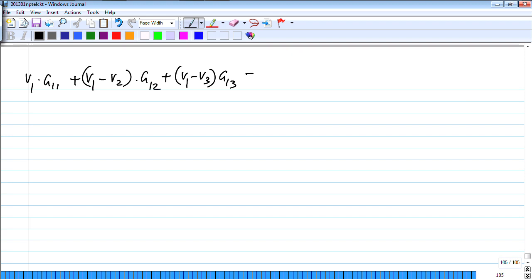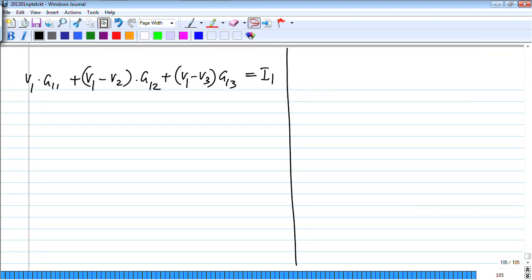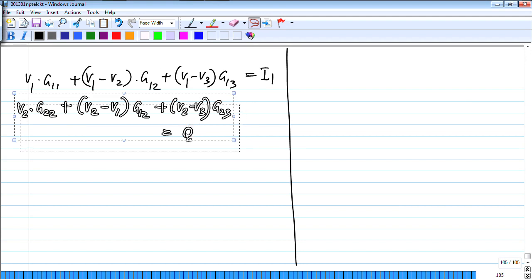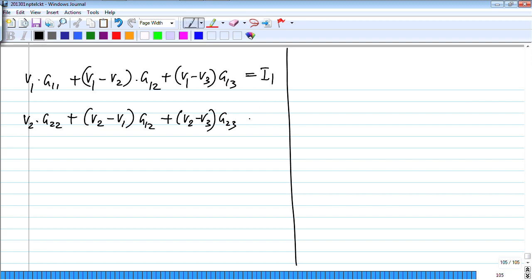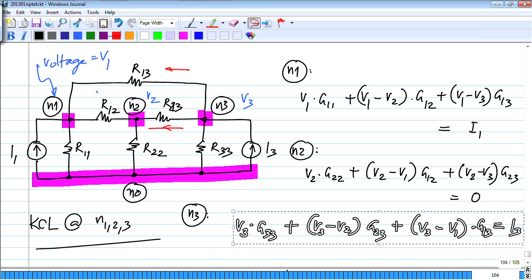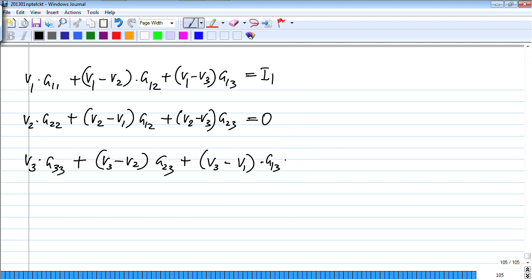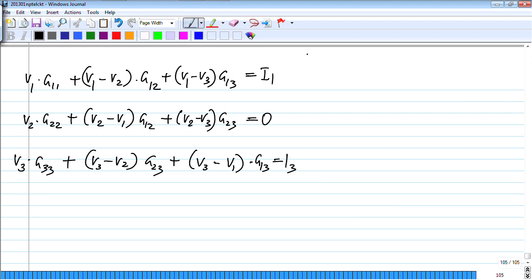So this is one of the equations. This is the other equation. And finally, this is the third equation. Okay. Now I will rearrange these slightly, and what I will do is I will group the variables, that is I have V1 here, there and there. I don't want to have it like that.